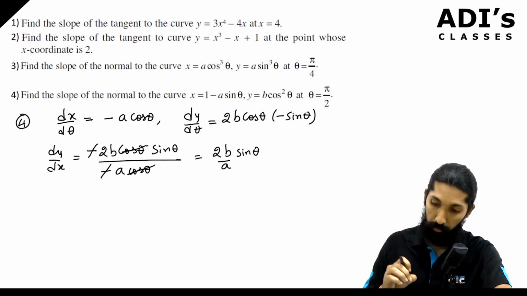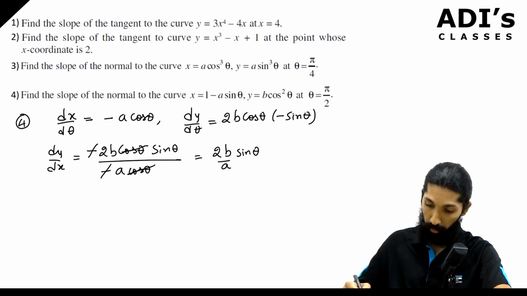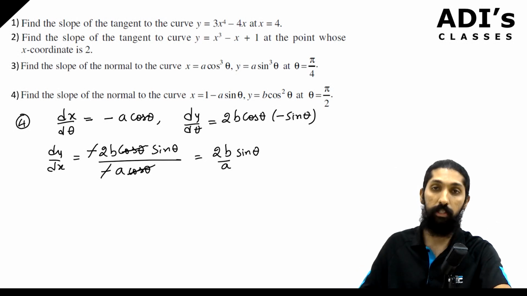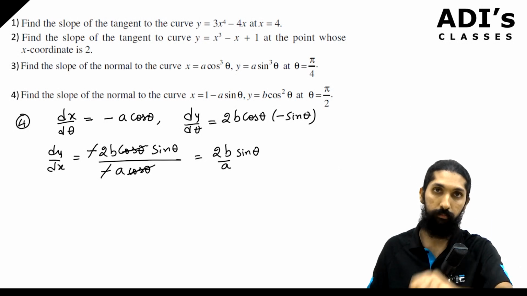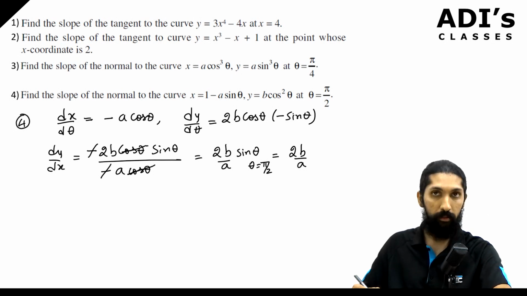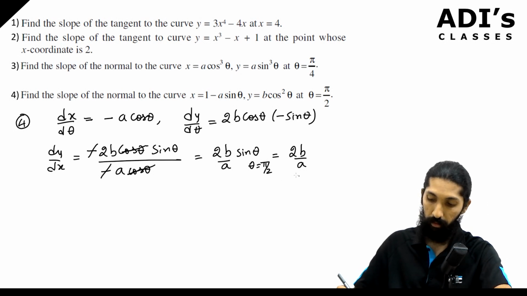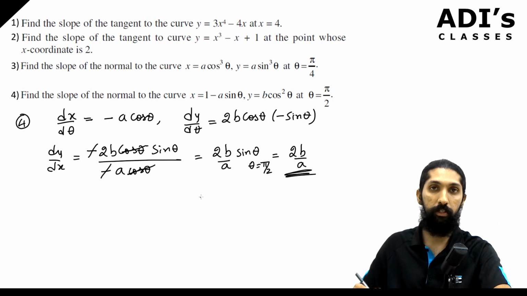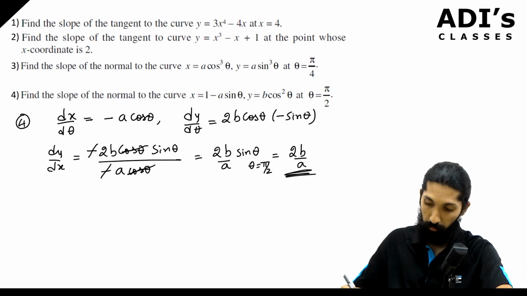Now we'll substitute theta as pi by 2. If you take theta as pi by 2, sin pi by 2 is 1, right? So this is going to become just 2b by a. Remember, here you're substituting theta as pi by 2, isn't it? So 2b by a. So we got the slope of the tangent, correct? We'll call this value, let's say, m1.